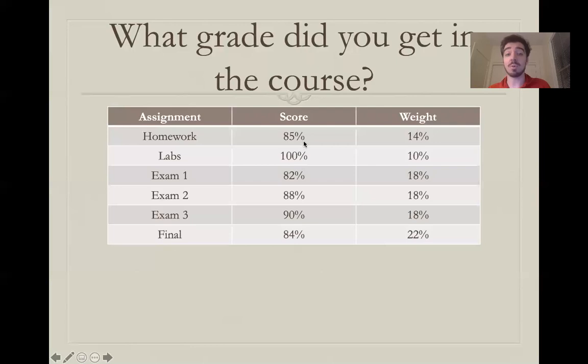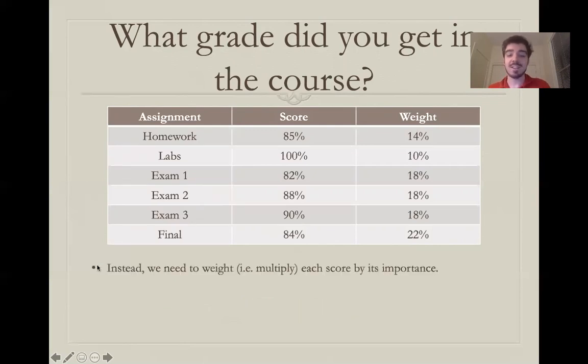And you're at the end of the course. These are the grades that you have achieved on those assignments. We can't treat these scores equally though. I'm not allowed to just take 85 plus 100 plus 82 and divide by 6 here, because the homework scores are not as important as, say, the final exam score. So don't want to do that.